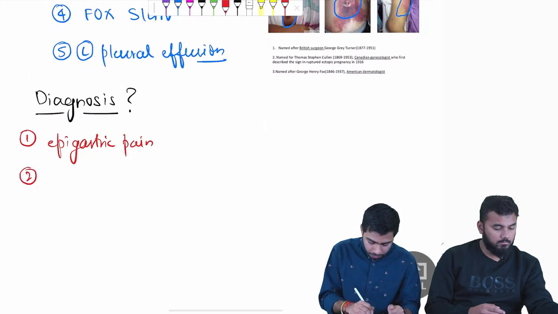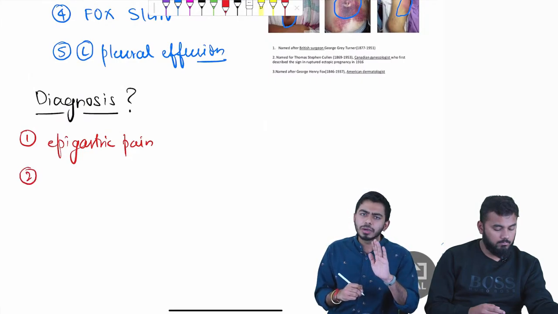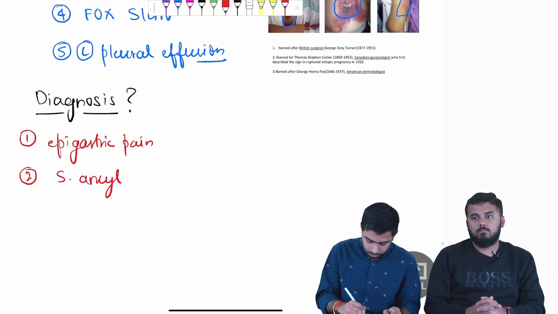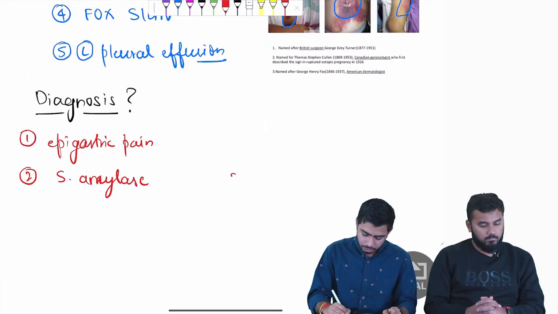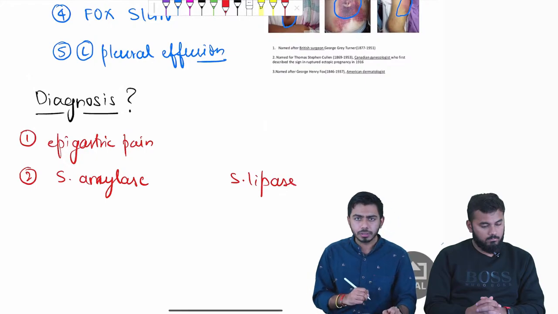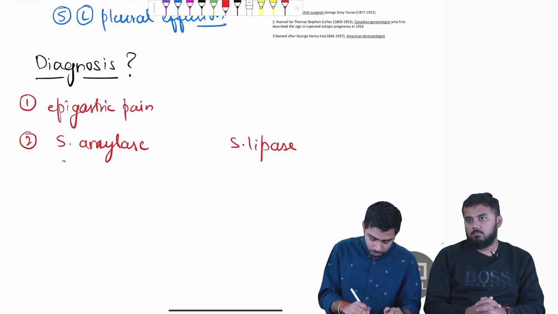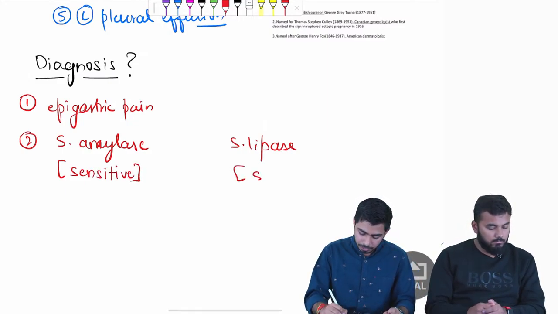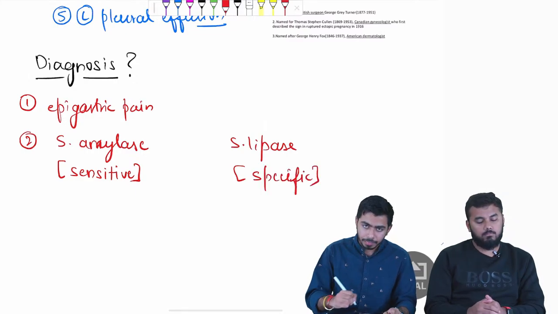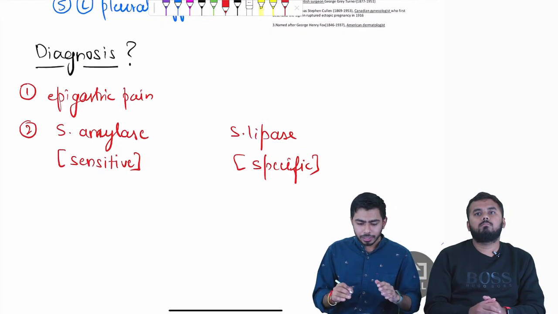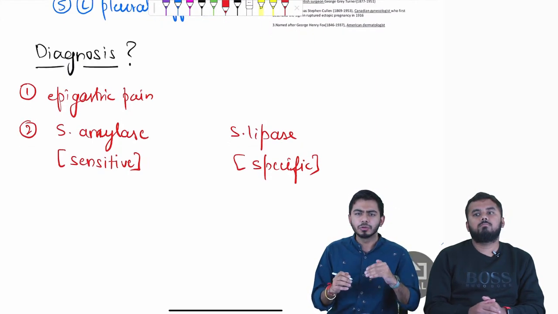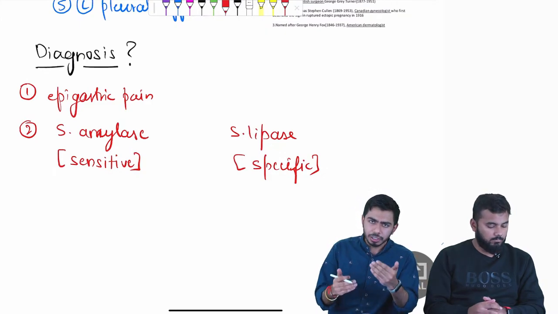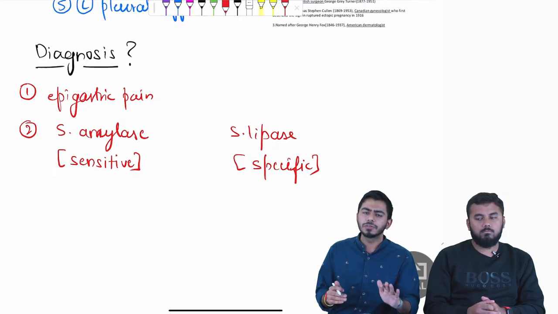The second very important step is that you will be going for the serum amylase and the lipase test. You will be taking the help of two investigations: one is serum amylase and another one is serum lipase. Serum amylase is the most sensitive test, and serum lipase is the most specific test, right? Now, why are we saying that serum amylase is more sensitive? Because, let's say the patient is presenting to you very initially, in the very initial phase.